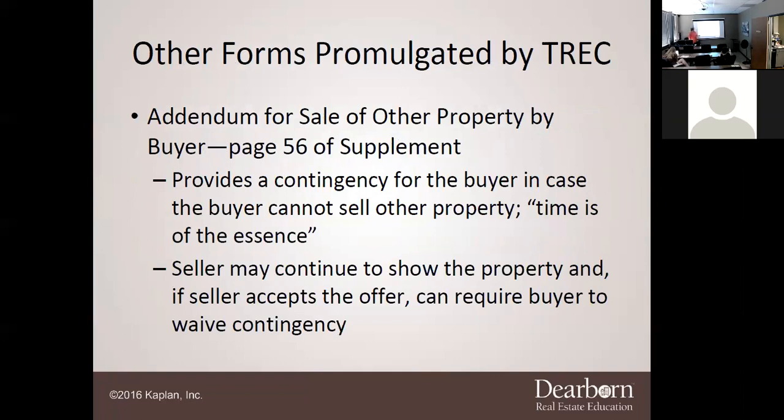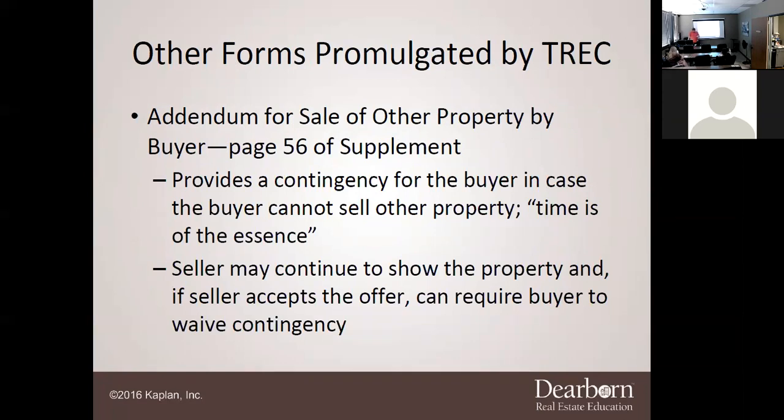All right, so the first thing we're going to do actually is the addendum for sale of other property by the buyer. So this provides a contingency for the buyer in case the buyer cannot sell other property. Time is of the essence. This is one of the promulgated forms that uses that term, and that is required for this. And the seller may continue to show the property and, if seller accepts the offer, can require buyer to waive contingency.